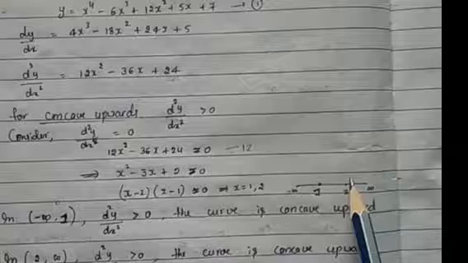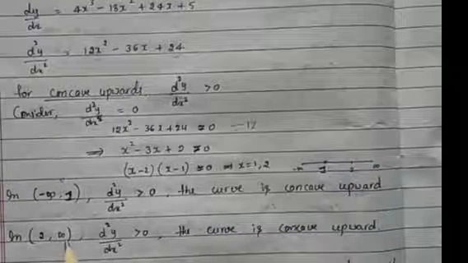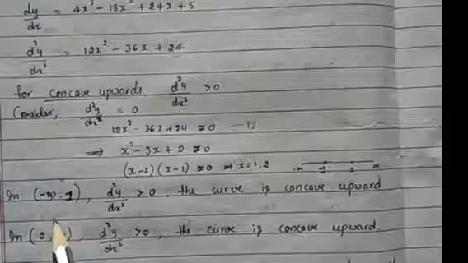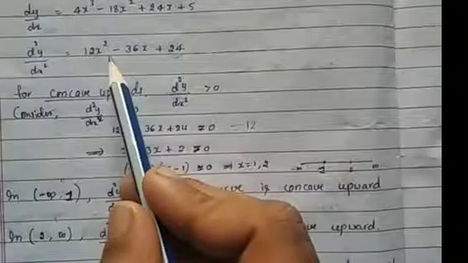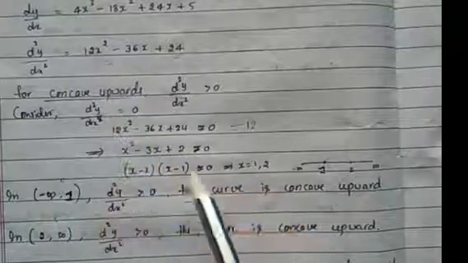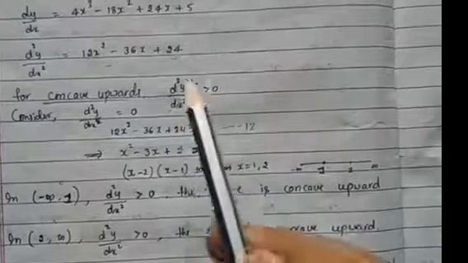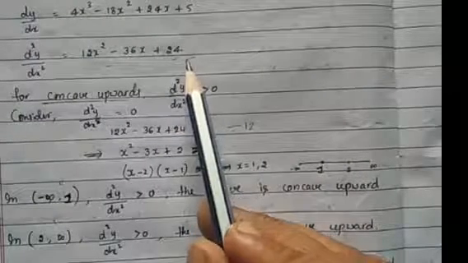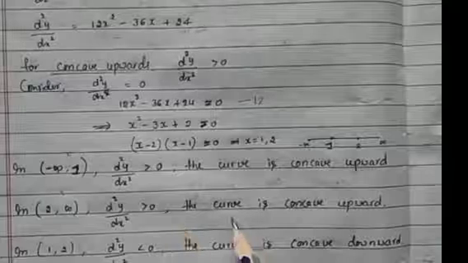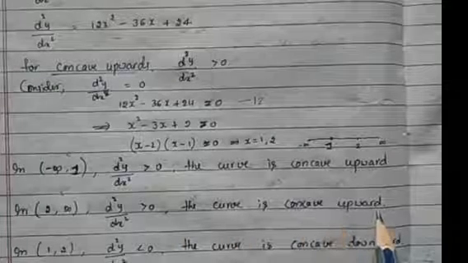In the interval 2 comma infinity, d square y by dx square is also greater than 0. I will take the x value as 3. The value 3 lies in this interval. Put x equal to 3 in this equation, I get the value 24, which is also greater than 0. So d square y by dx square is greater than 0, so the curve is concave upward.